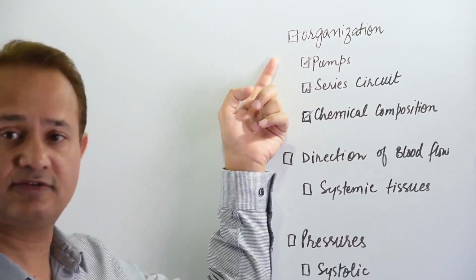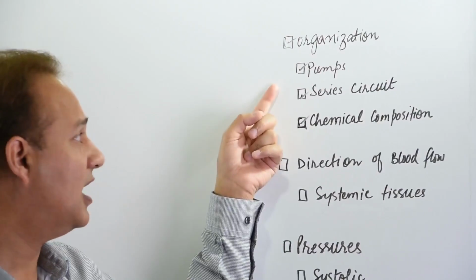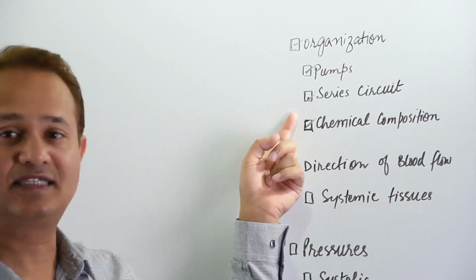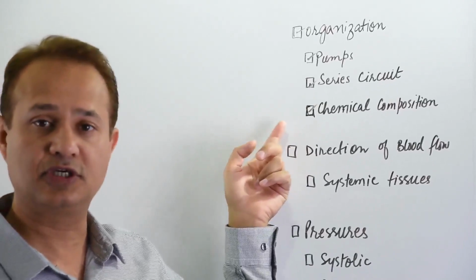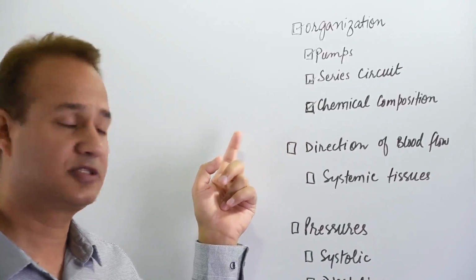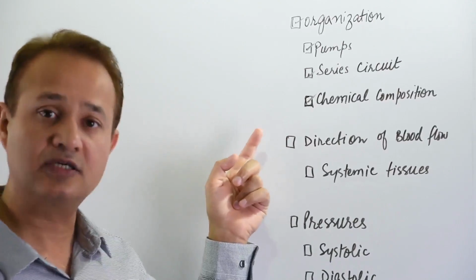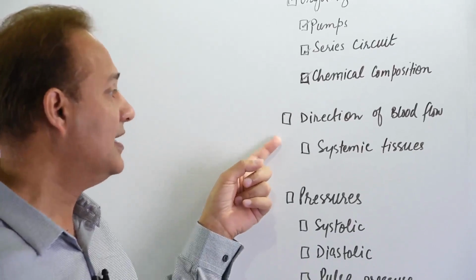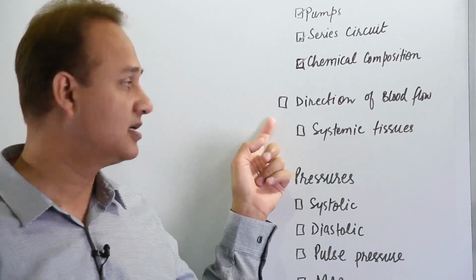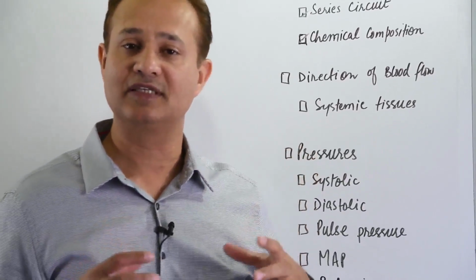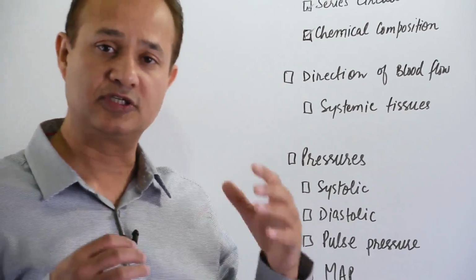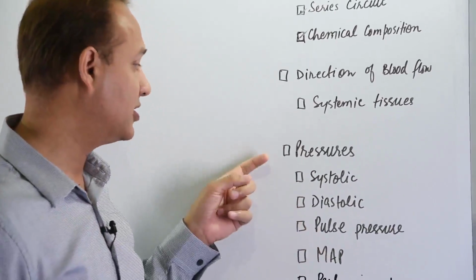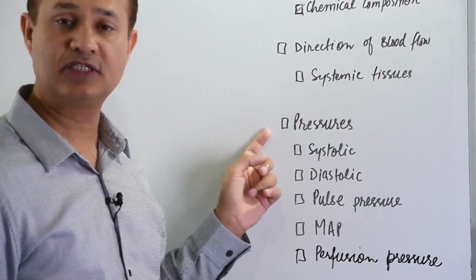So the organization of the cardiovascular system, the heart as two separate pumps, the series and parallel circuits in the CVS, the chemical composition, or the oxygen and carbon dioxide levels, at various parts in the cardiovascular channel, the direction of the blood flow in this circuit, and what do we mean by the systemic tissues, and what are the systemic tissues. This is really important. And then various pressures and their definitions.